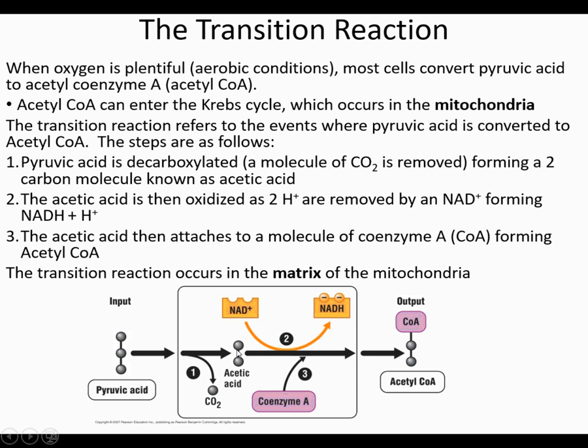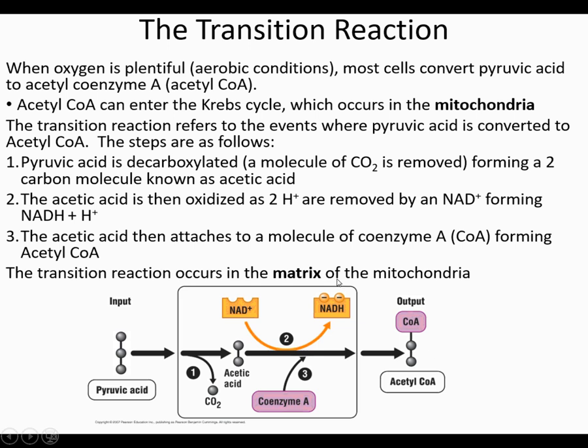Now, that carbon dioxide is important because, as we know, that's what we breathe out. And if you wondered where it's produced, here's where some of it is produced. We oxidize that acetic acid, which means that an NAD+ comes up, picks up some hydrogens and some electrons. And then the last thing we do is we slap a coenzyme A on it, forming acetyl-CoA.